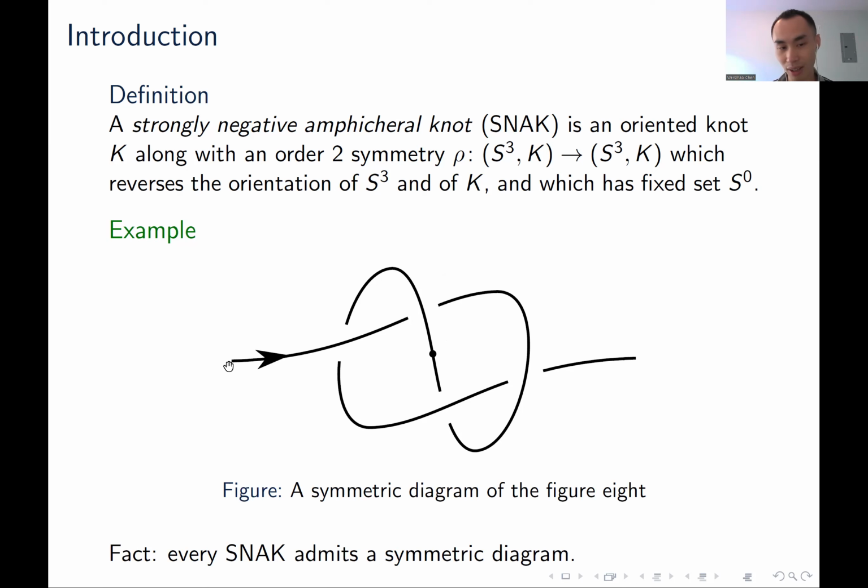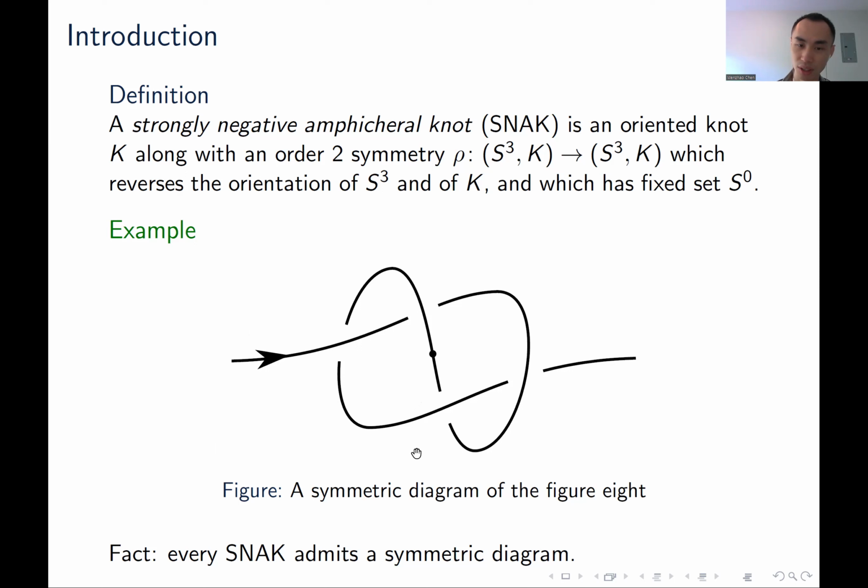Here you should think about the left end and the right end of the diagram as drawn at infinity. So you have a knot in S3, and the symmetry is just the point reflection about the center point here, which is highlighted by a fat dot. Once you do the point reflection, you can see the knot maps to itself. And there are 2 fixed points: one is the center, and one is infinity. So this figure 8 knot is a snag, and such a diagram is called a symmetric diagram. It's a fact that every snag admits a symmetric diagram.